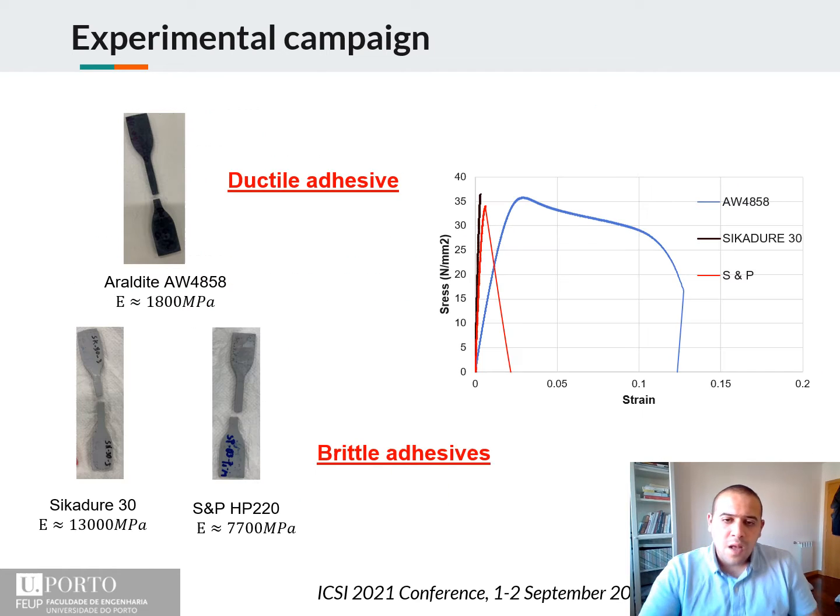So now let's talk about the adhesives that we use. Here I'm showing you the ductile adhesive that we use, which is Araldite AW4858, and two brittle adhesives, which are Sikadur 30 and SPHP 220. You can see that the ductile adhesive can achieve high strength and very large deformations without losing significant strength, while the others achieve high strength but very low deformations.